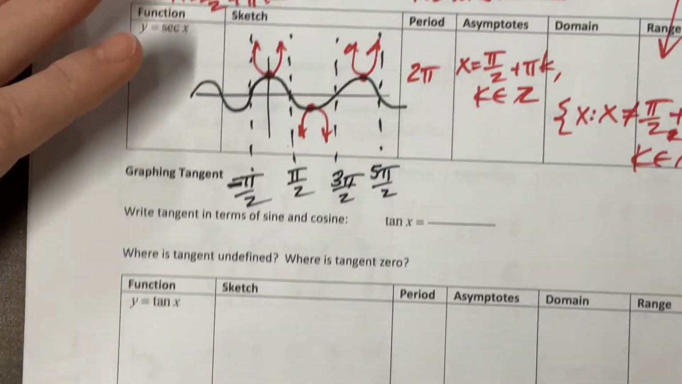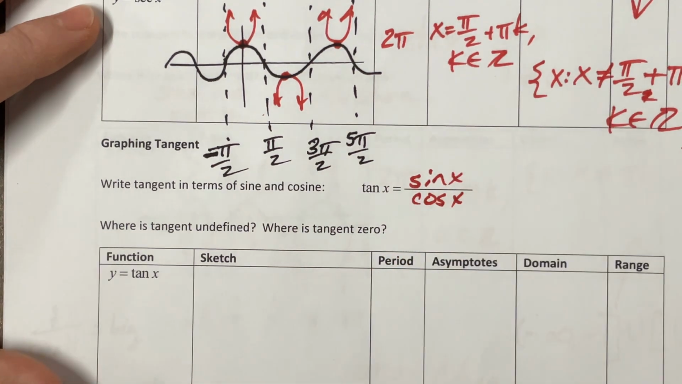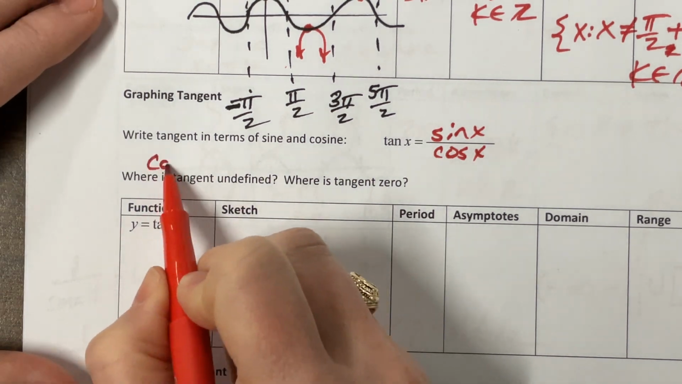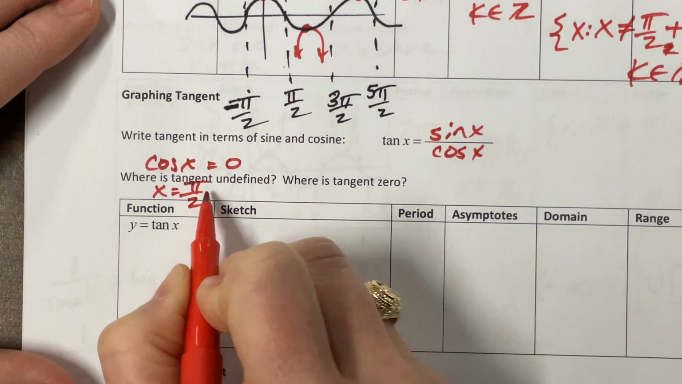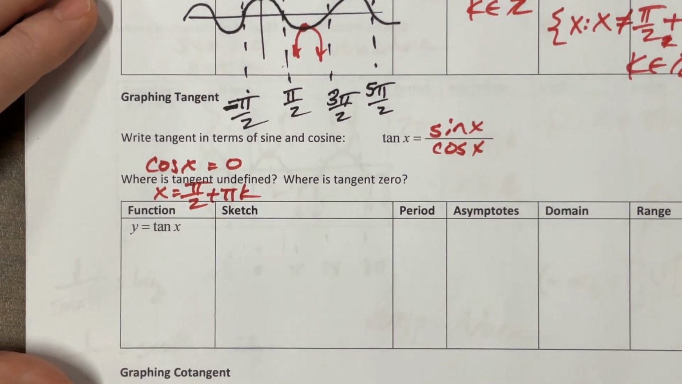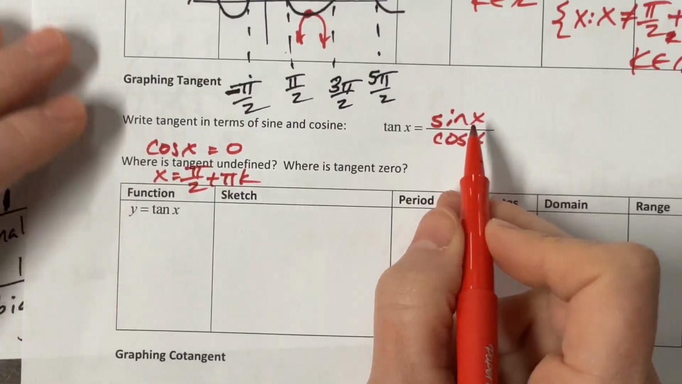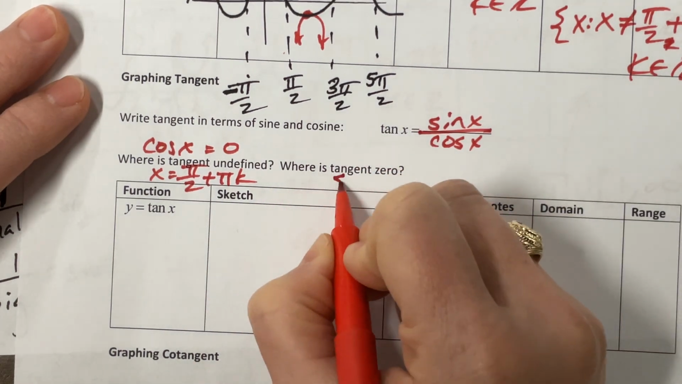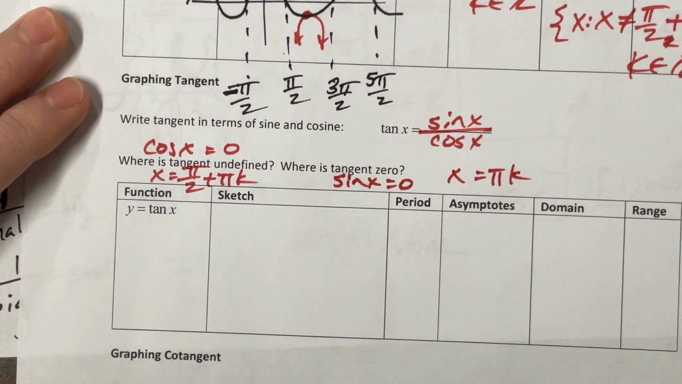Okay, moving on to tangent. Okay, so tangent is sine of x over cosine of x. And so when is tangent undefined? Well, whenever cosine of x equals 0, which was pi over 2 plus pi k, we can look back to that first chart right over here if we need to. Where is tangent 0? When my numerator is 0. This is a fraction. And so where is tangent 0? When sine of x equals 0, which is when x is equal to pi k.